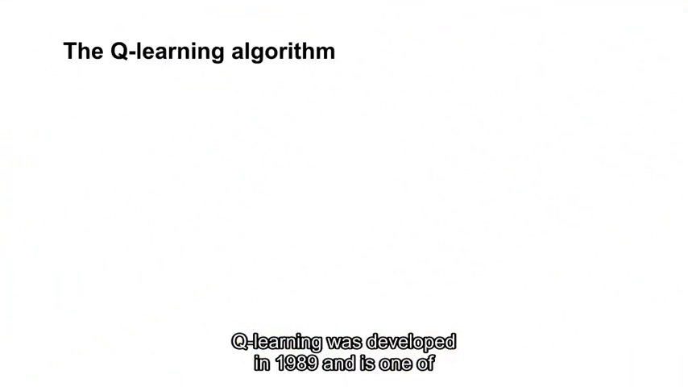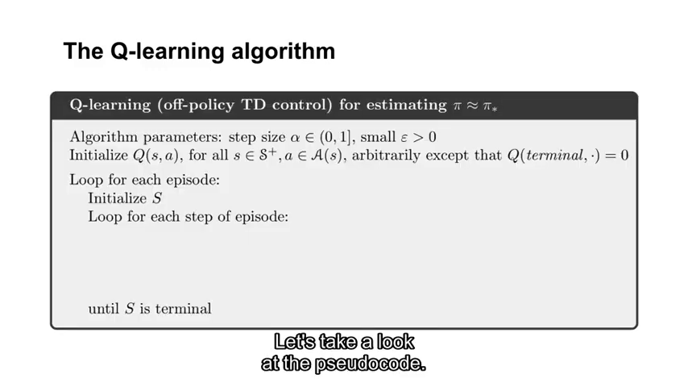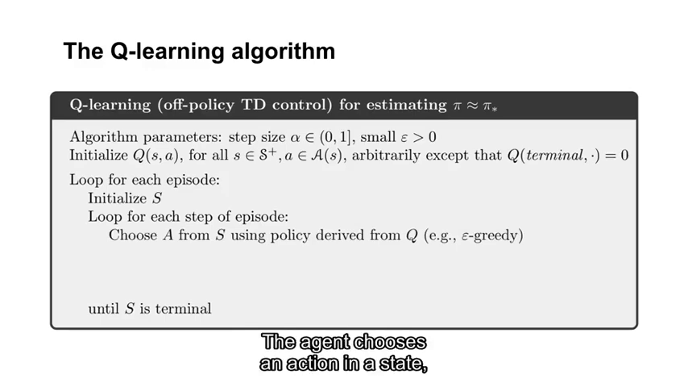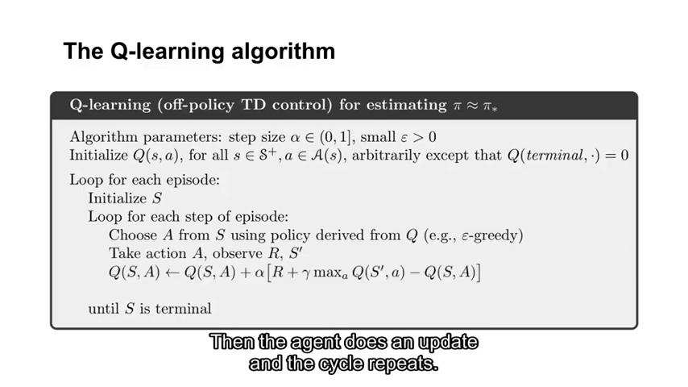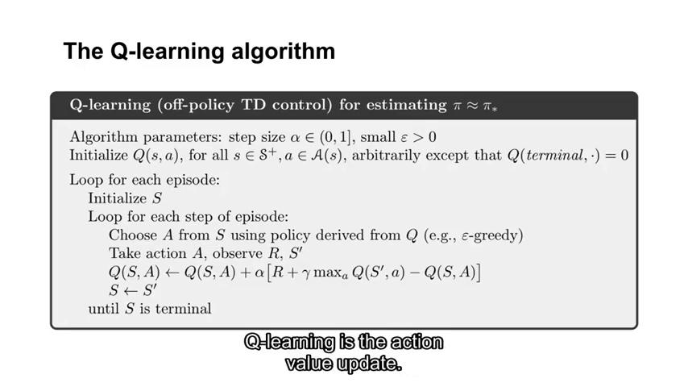Q-learning was developed in 1989 and is one of the first major online reinforcement learning algorithms. Let's take a look at the pseudocode. We've seen this format before. The agent chooses an action in a state, takes the action, and observes the next state and reward. Then the agent does an update, and the cycle repeats. With so many familiar elements, what's new about Q-learning? Well, the new element in Q-learning is the action value update.